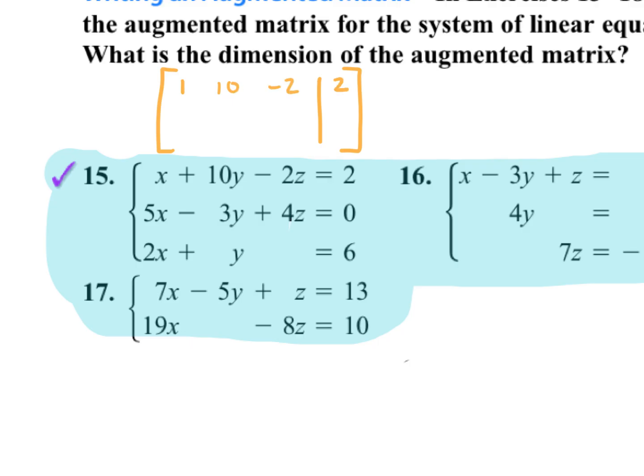Perfect. 1, 10, negative 2, 2. That would be our x, y, z, and the answer. What's the second row? 5, negative 3, 4, and 0. Perfect. What's the third row? 2, 1, 0, because there's nothing in the x spot. 6.